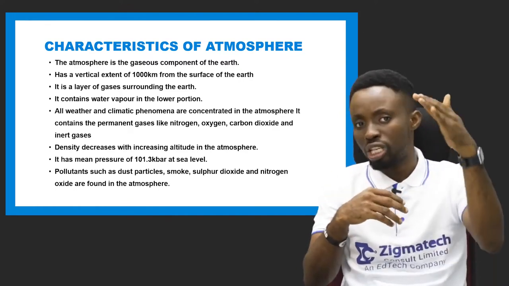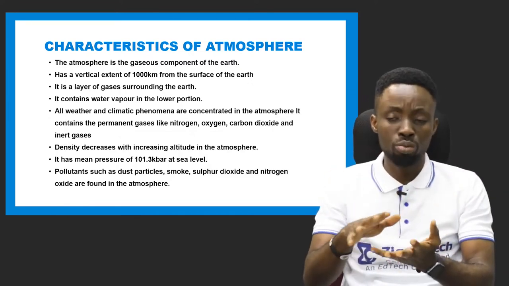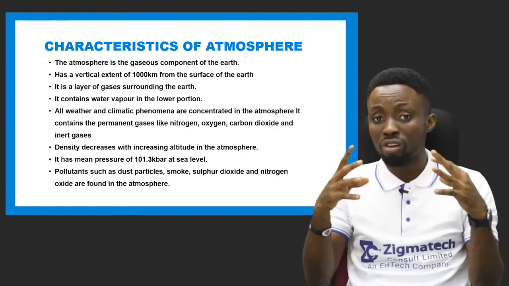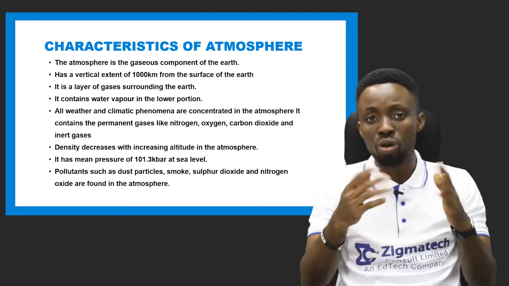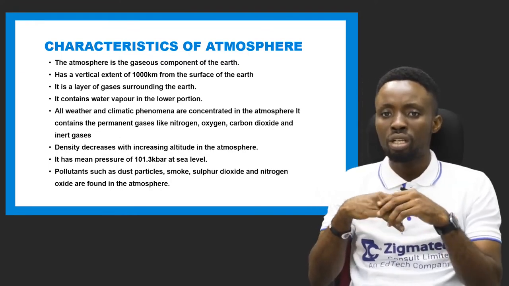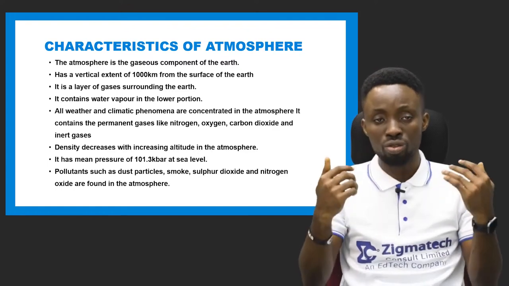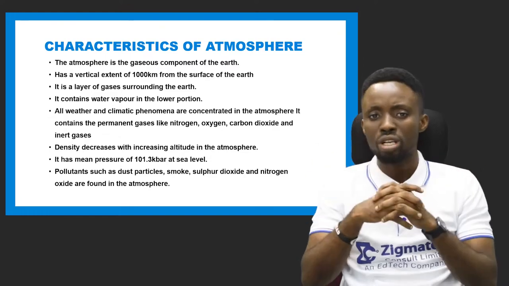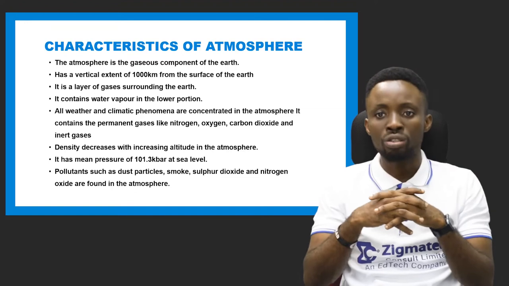Right from the 48 kilometers where you have the stratosphere and the troposphere, down to the exosphere where you go beyond 483 kilometers. So the vertical extent is about 1,000 kilometers, and we have layers of gases surrounding the Earth. That is it. So if you look up there, you discover that the Earth is actually gaseous, and we have gases in different layers, all covering us.